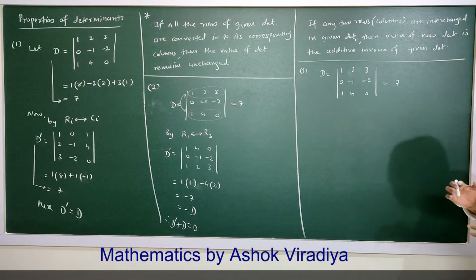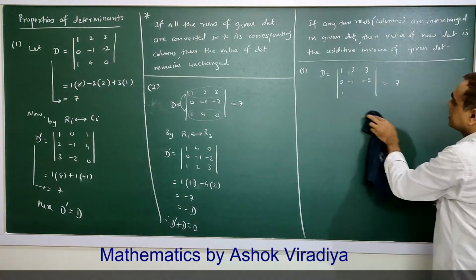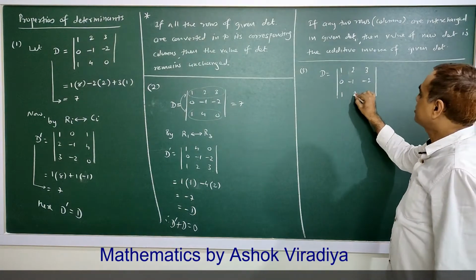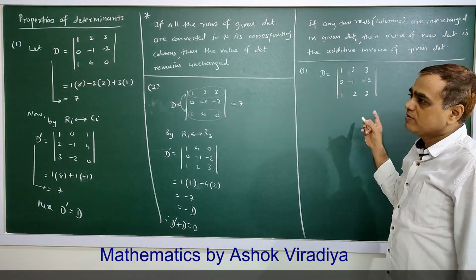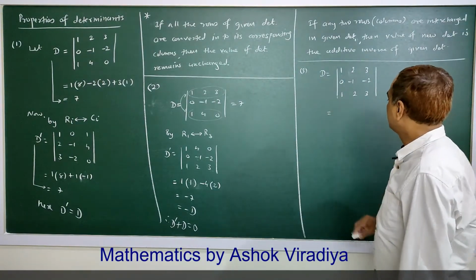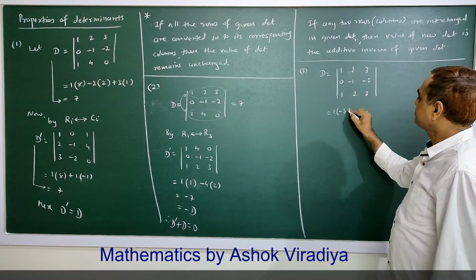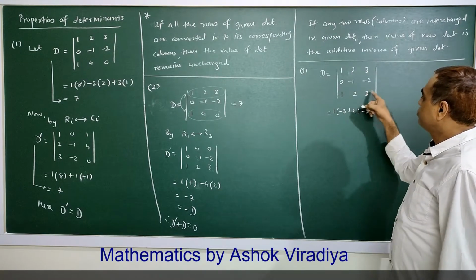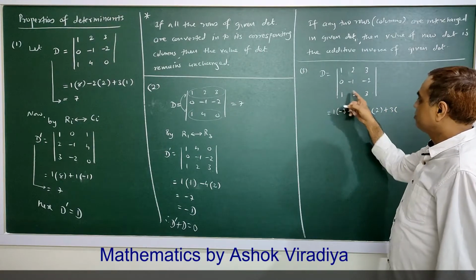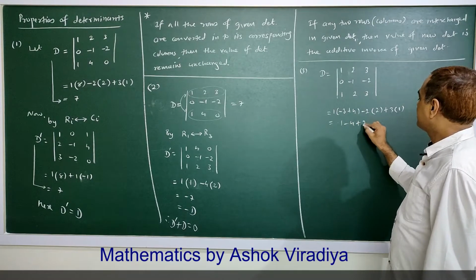Now in this determinant, suppose I keep any two rows identical. Suppose I am taking 1 2 3, first and third row identical, so value will not be 7, it will be changed, new determinant. Now if we find its value, then 1 into minus 3 plus 4, minus 2 into 0 minus minus 2, that is plus 2, plus 3 into 0 minus minus 1, that is plus 1. So this is 1 minus 4 plus 3, that is 0.